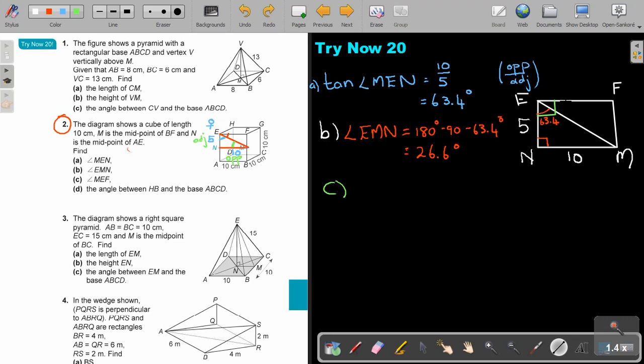So basically to find MEF, I can just say angle MEF will be equal to 90 degrees minus 63.4, which is almost the same. So basically, it's again due to that it's in the middle, that 2 will be exactly the same. Okay, and now the last one, number D.